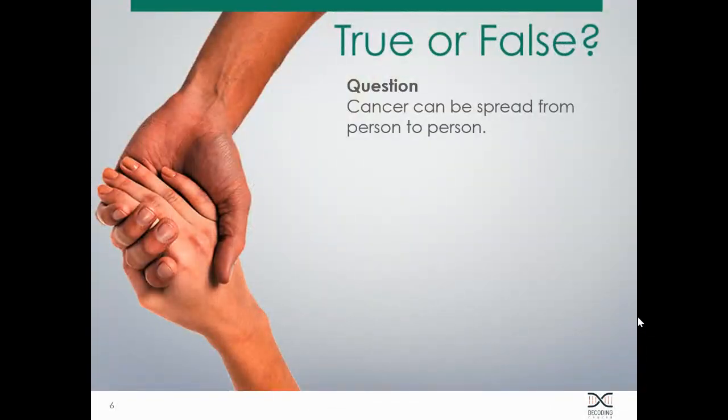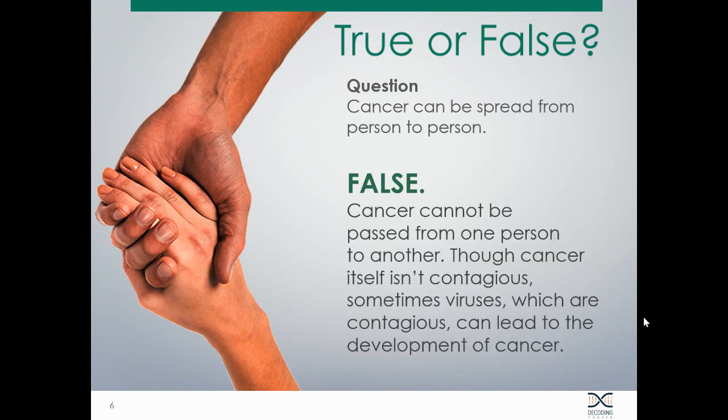True or false? Cancer can be spread from person to person. This is false. Cancer cannot be passed from person to person. It is not contagious like a disease. However, some viruses cause cancer, and viruses can be spread from person to person. The one that comes to mind is the HPV virus, which causes cervical cancer in women. So while you can get the virus from another person, you're not necessarily getting cancer from another person. You're just getting an increased risk.